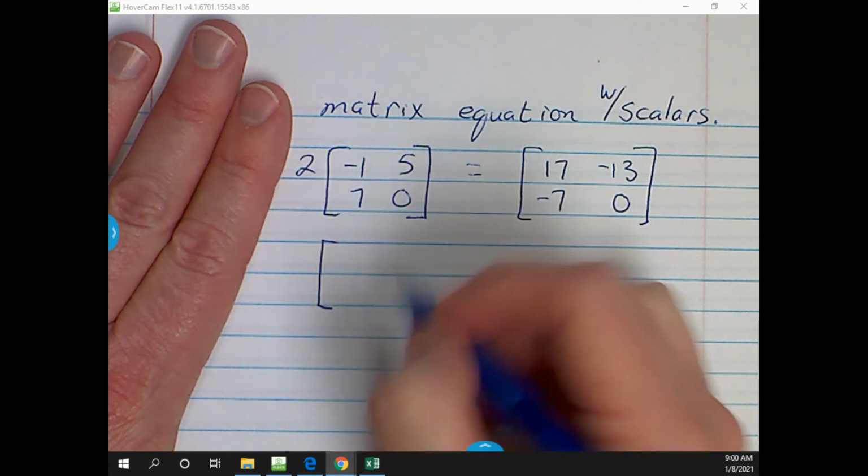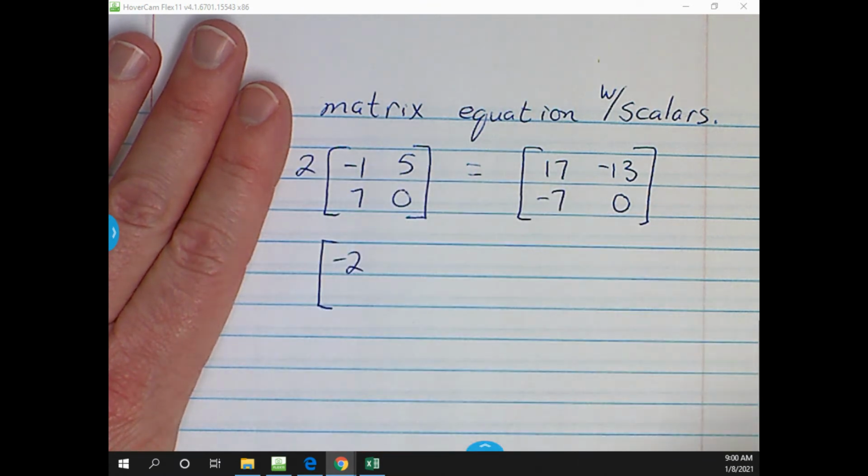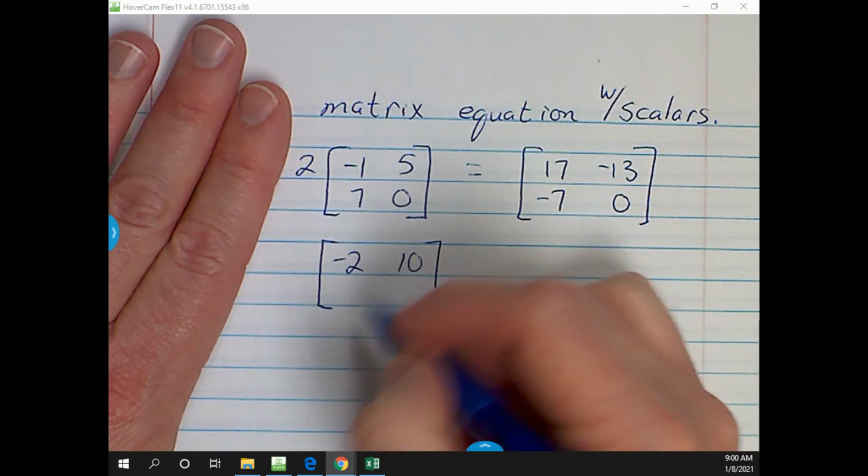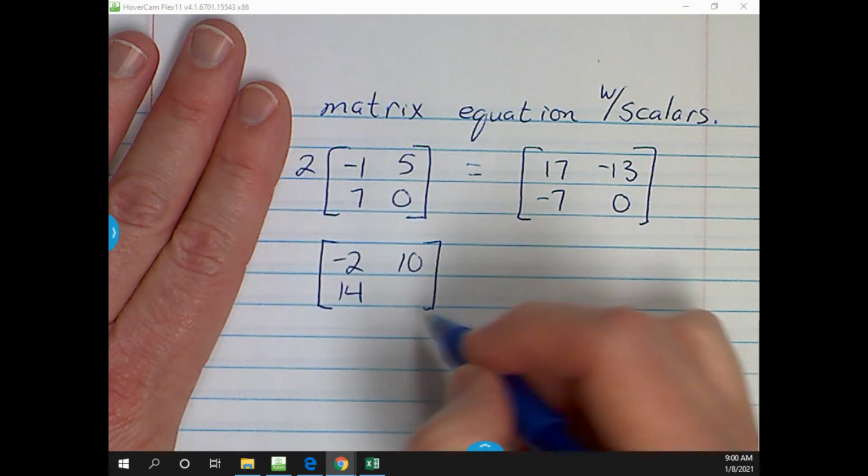So we've got 2 times -1, which is -2. 2 times 5, which is 10. 2 times 7 for 14, and then 2 times 0 for 0.